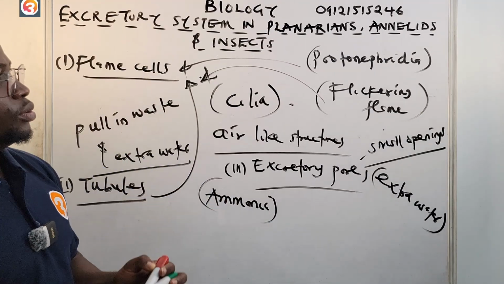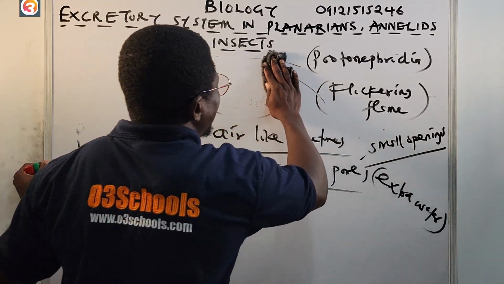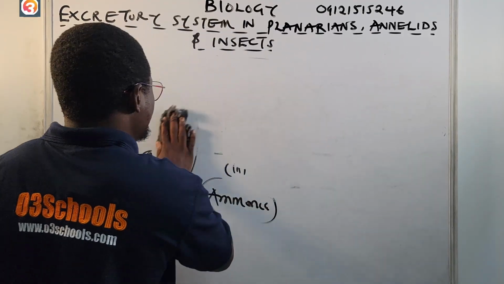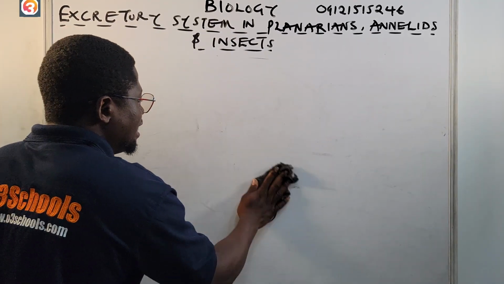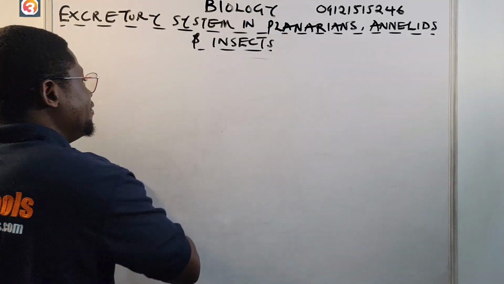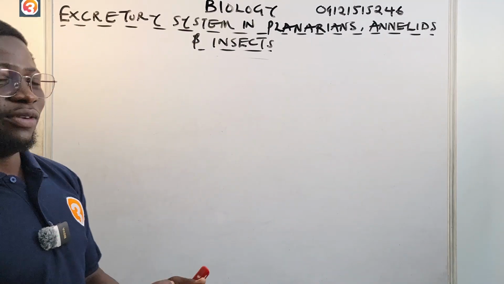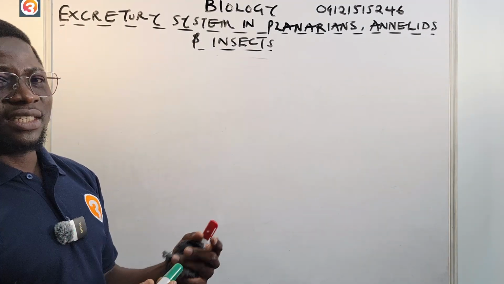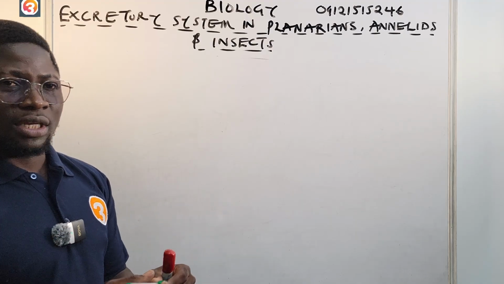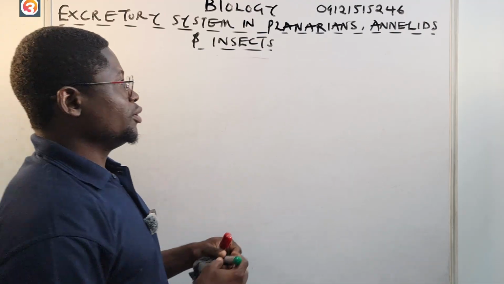So that will now take us to the excretory system in annelids. In annelids like earthworms, what happens? Earthworms have a more developed excretory system, even compared to other invertebrates like arthropods and mollusks. So let us take a look at how it works.